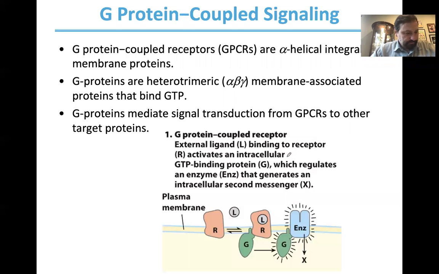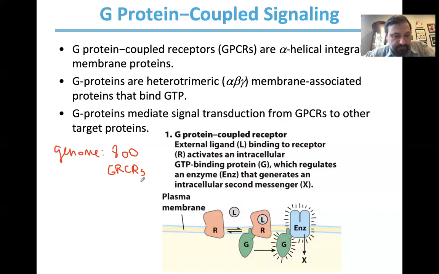Why do we want to look at this in more detail? Because let me give you some numbers. The genome encodes for 800 G protein coupled receptors, GPCRs. There is some literature saying that there are over 1,000. So scientists cannot agree on how many of them there are.